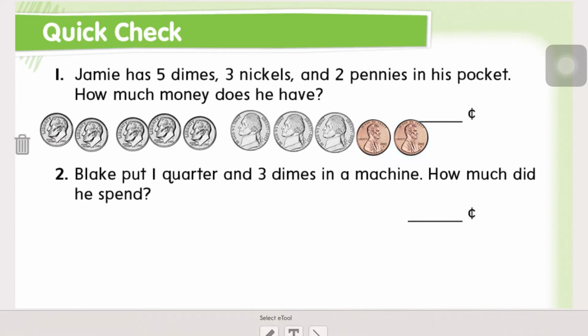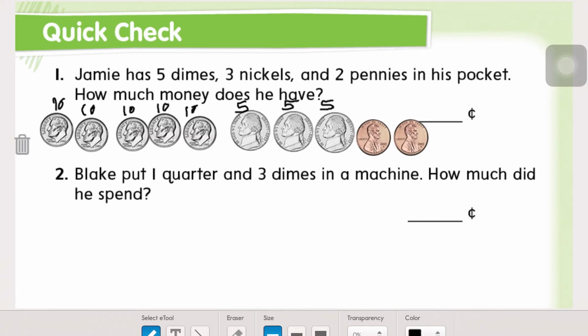Now, if it still helps you, I recommend to write the value of the coins above them. That way, as you're counting on, you can keep track of where you're at without having to think too much about what value to add next. So now we can count by tens, 10, 20, 30, 40, 50, plus 5 is 55, 60, 65, 66, and 67. So Jamie has 67 cents in his pocket.